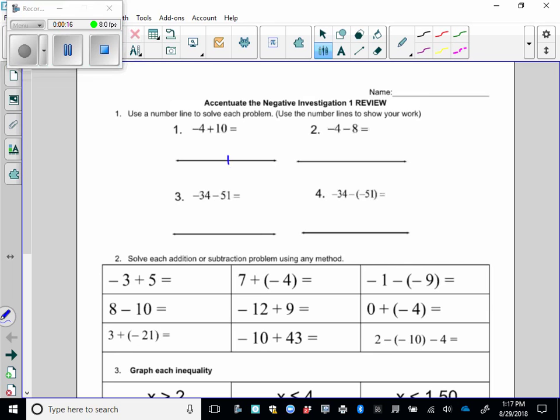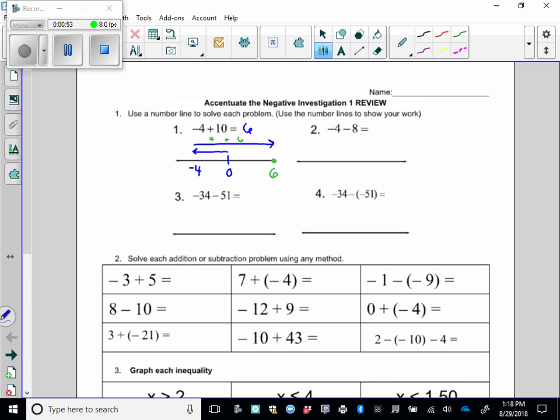-4 plus 10. What I would like to do then is start at 0, draw my arrow to -4. Then I'm going to add 10, so I go that direction. So if you think about that, I would be going back 4, which is this distance, plus 6 more to make the 10, which means my final answer here would be 6. So that would be a simple number line model.